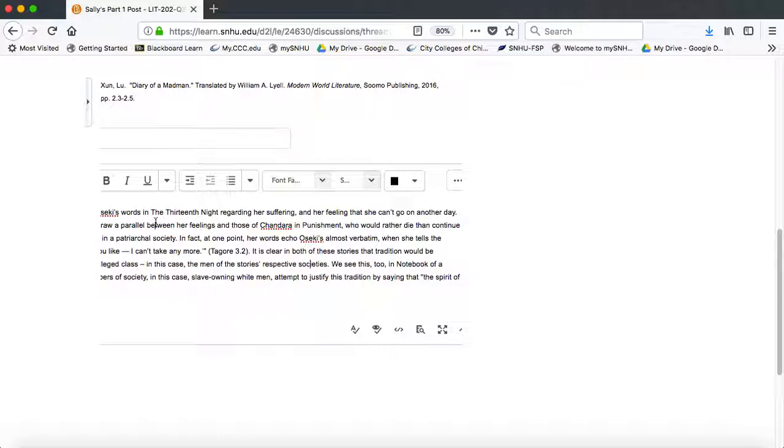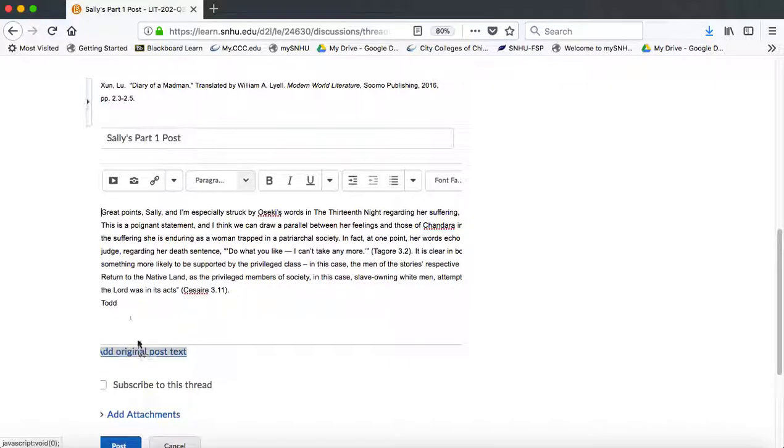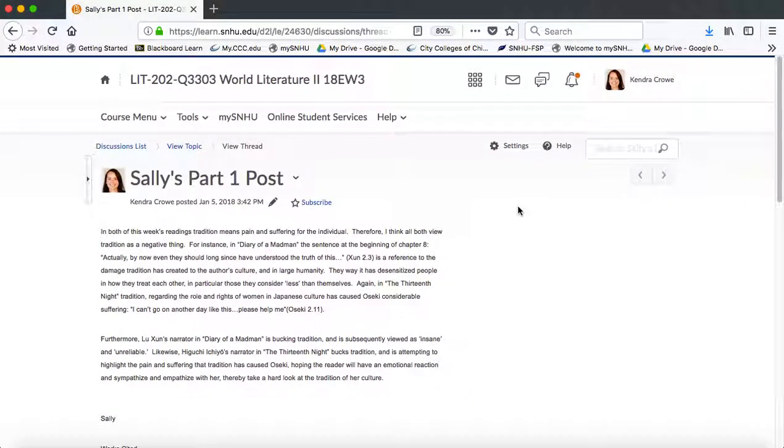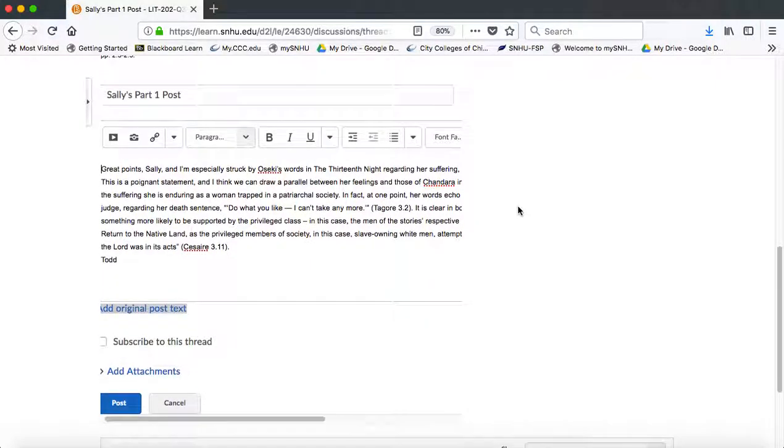So what I would do for a part 2 post is respond first to what Sally had said, and then do what it says up here in the original instructions for part 2, which is to respond to the original poster, respond to the part 2 prompt, and then use citations, either quotations or paraphrases, in my post. So let me read it to you since this isn't showing up exactly.